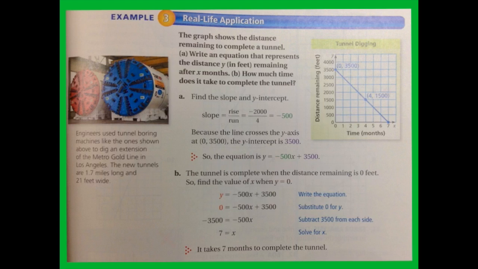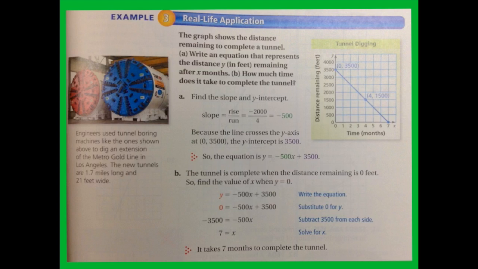The y-intercept is 3,500 right here. So we have both our slope and our y-intercept. And denote that you have 1,500 and 3,500. The difference between those is 2,000, and that gives us our slope of negative 500, so negative 500x plus 3,500 for our total equation on this. Part B, the tunnel is complete when the distance remaining is 0 feet.